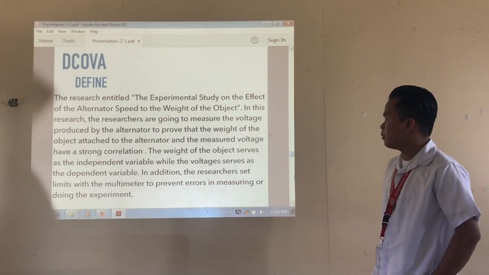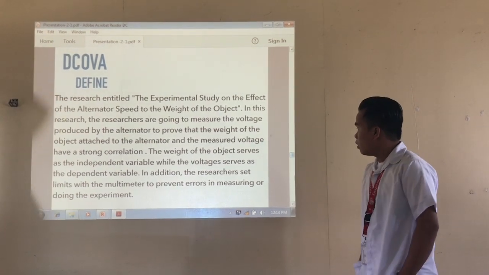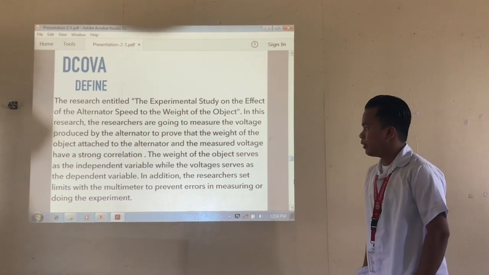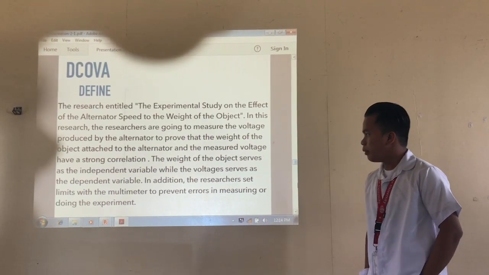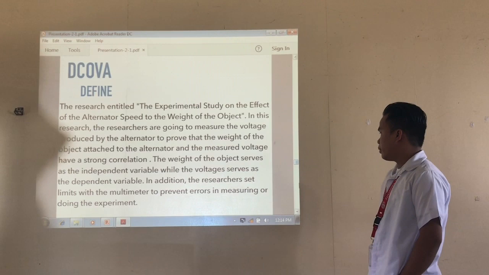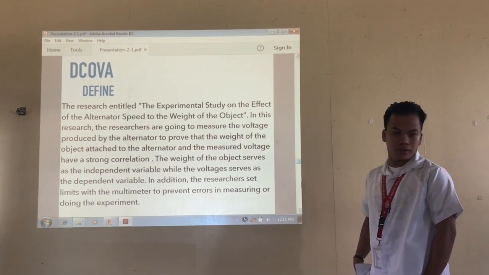The weight of the object serves as the independent variable, while the voltage serves as the dependent variable. In addition, the researchers set limits with the multimeter to prevent errors in measuring or doing the experiment.